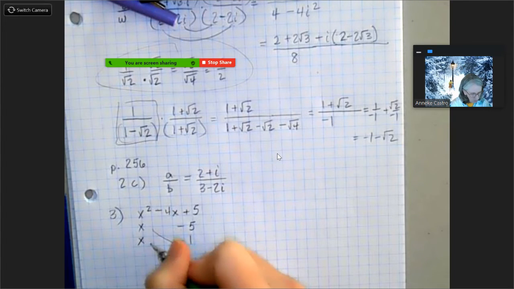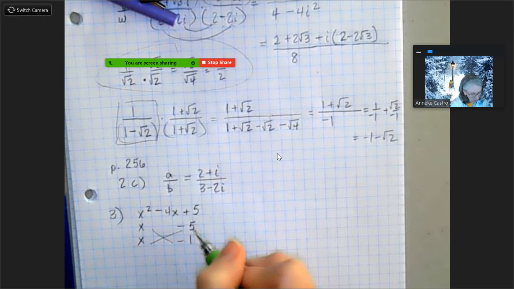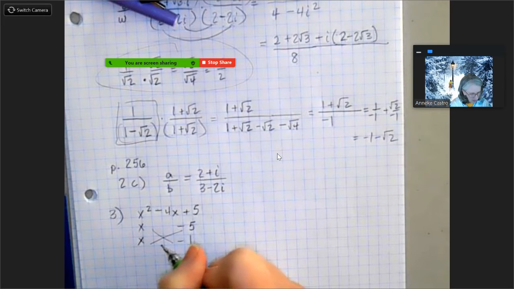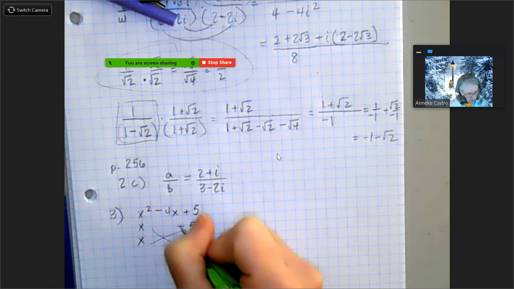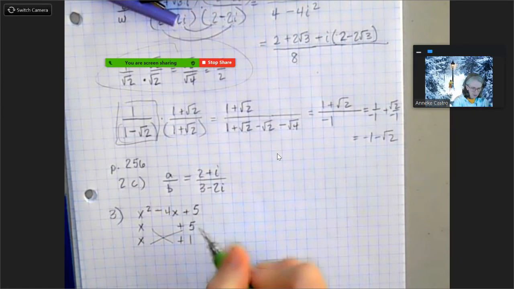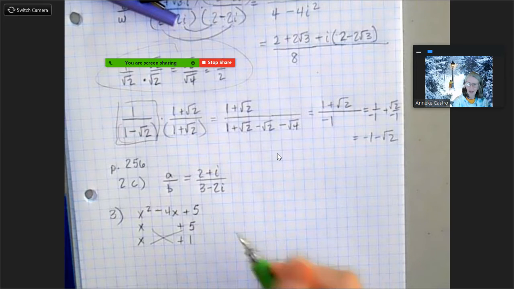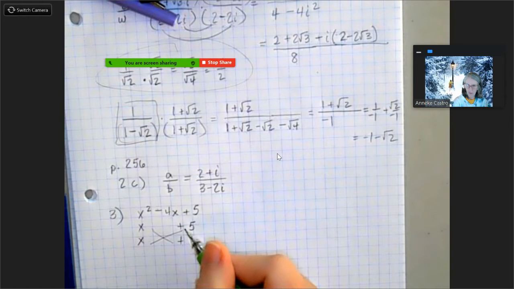And if I cross multiply this now to check my middle term, this would give me negative 5x and negative 1x would be negative 6x. So that doesn't work. If I change them to pluses, well, that would give me positive 6x, so that's not working. So it's not factorable.